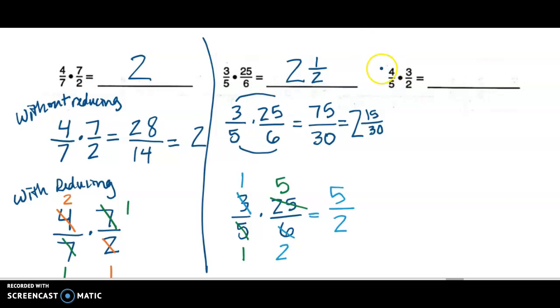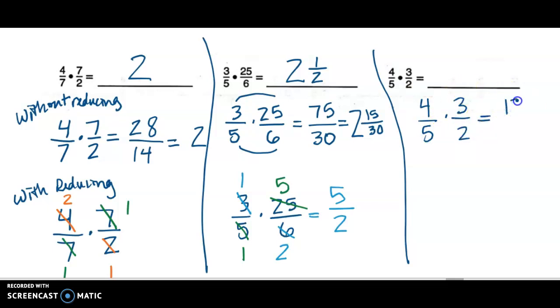Okay, so let's do one more like this. 4/5 times 3/2. Top times top gives me 12. Bottom times bottom gives me 10.